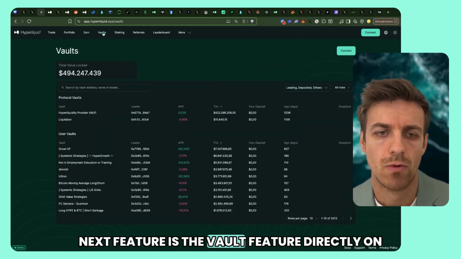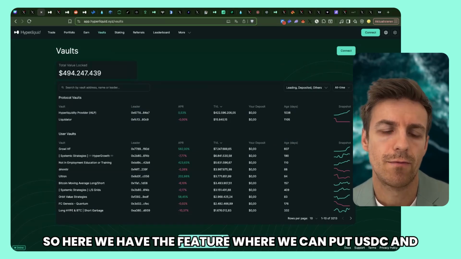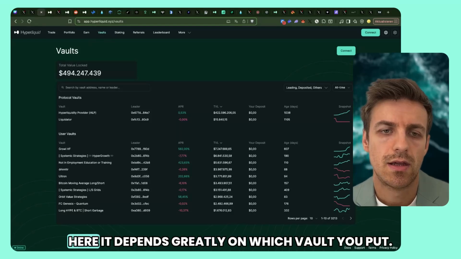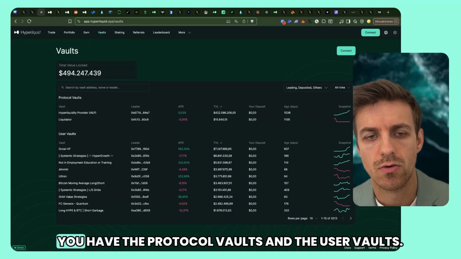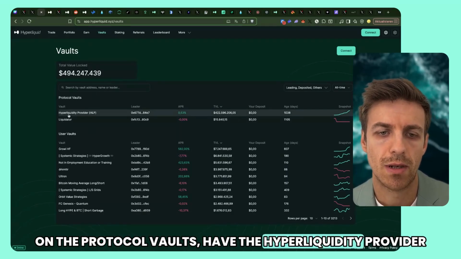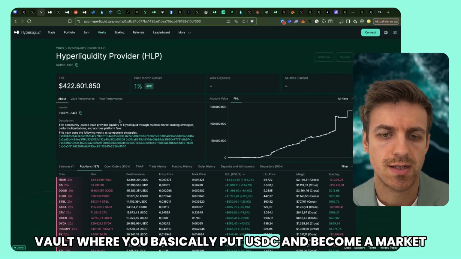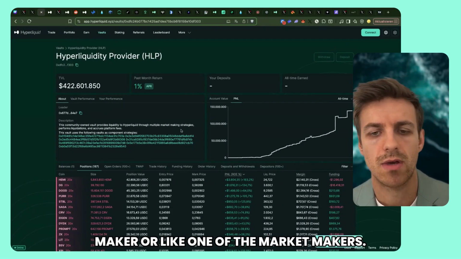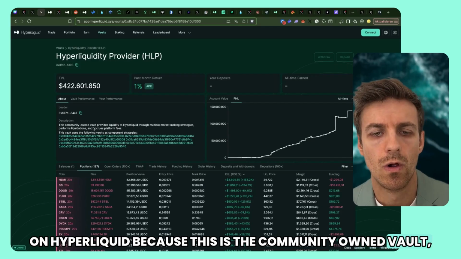Next feature is the vault feature directly on Hyperliquid. So here we have the feature where we can put USDC and earn yield. Here it depends greatly on which vault you put. You have the protocol vaults and the user vaults. On the protocol vaults, we have the Hyperliquidity provider vault, where you basically put USDC and become a market maker, or one of the market makers on Hyperliquid, because this is the community-owned vault.